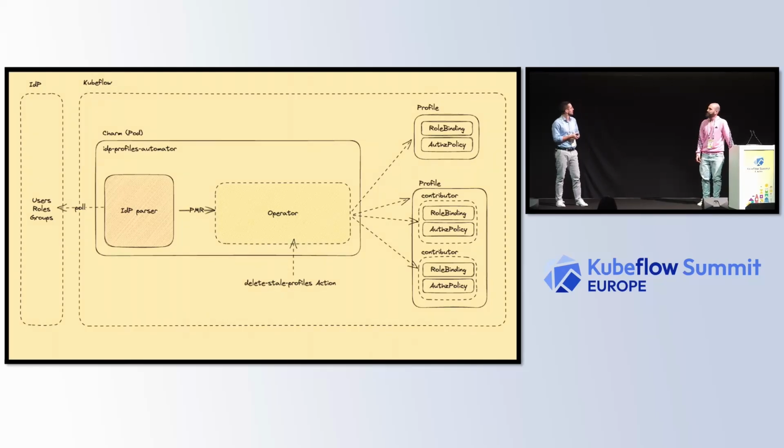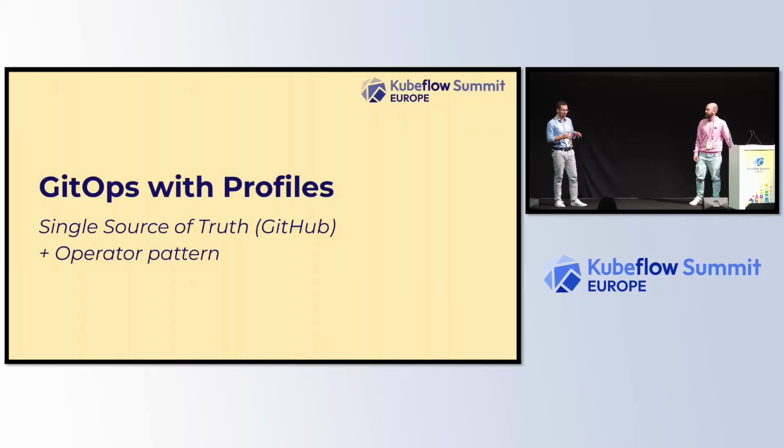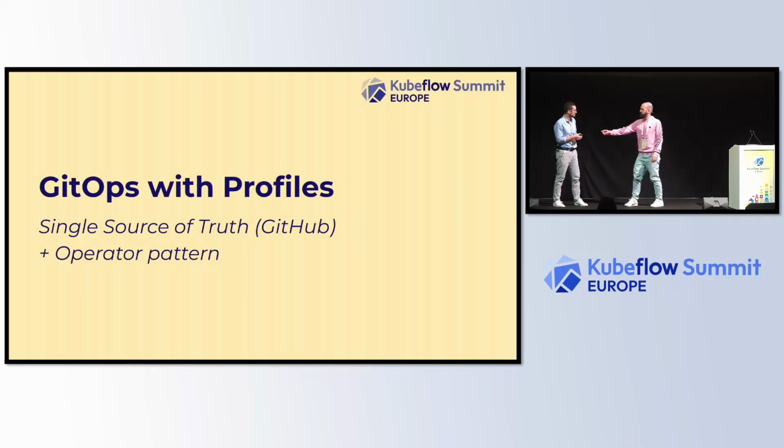So this is the architecture that we have designed. And Kimonas will talk a little bit about a similar use case, which is about GitOps with profiles. Let me just try in case now it will work. Oh, right. Okay. We got it.